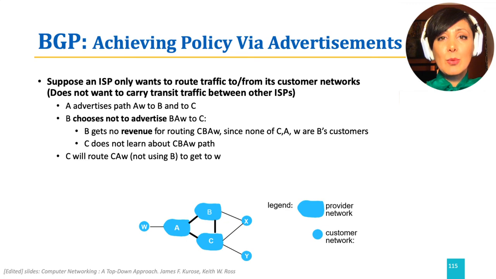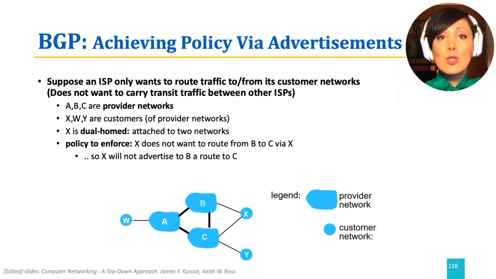In the same network, X is dual homed, meaning it has two networks it is getting service from, B and C. X may not want to route the traffic from B to C. To achieve this, it will not advertise to B that it has a route to C.